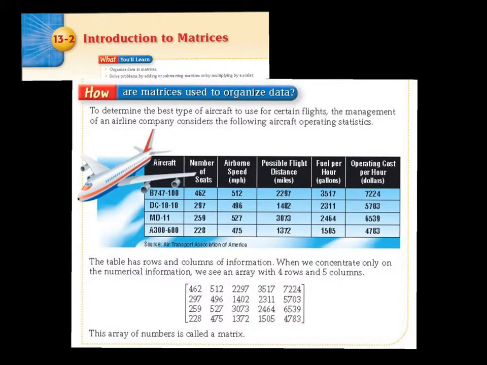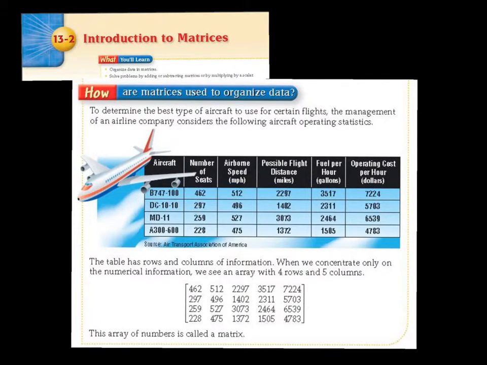To determine the best type of aircraft to use for certain flights, the management of an airline company considers the following aircraft operating statistics. The table has rows, which go across, and columns, which go up and down, of information.